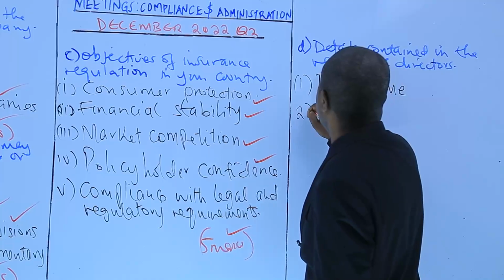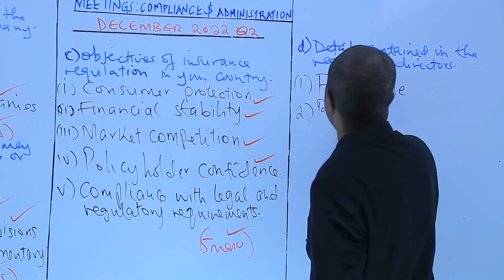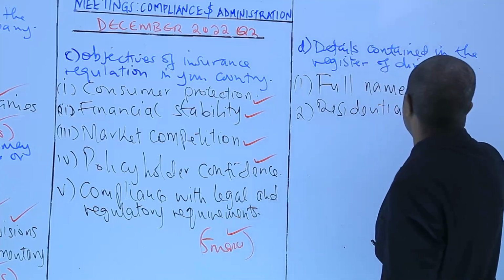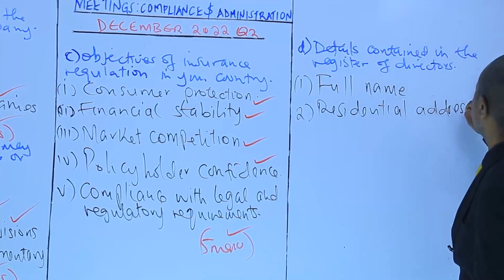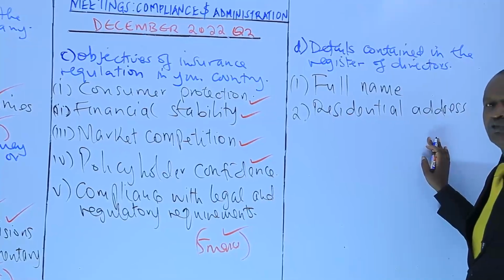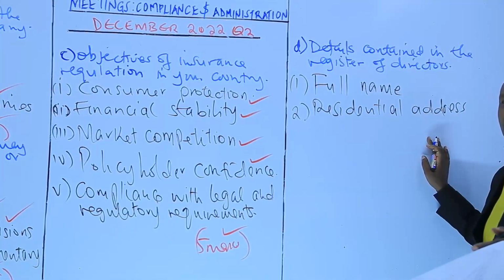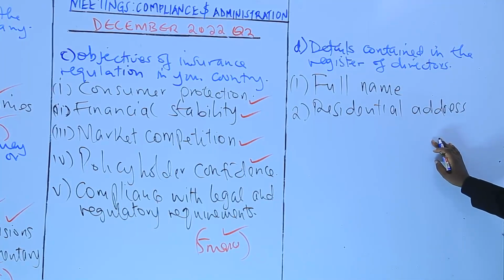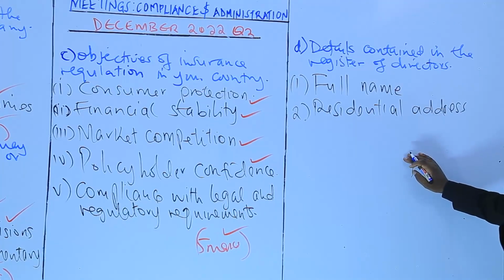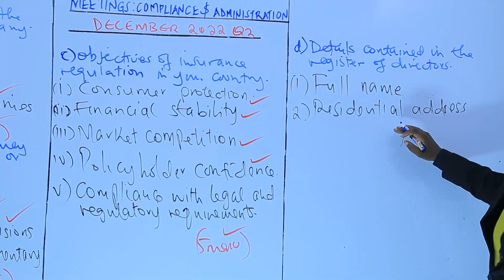2, residential address. It will contain the residential addresses of the directors, and this information may be used for official communication and legal purposes.